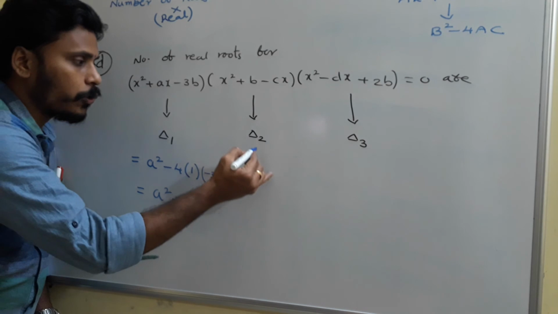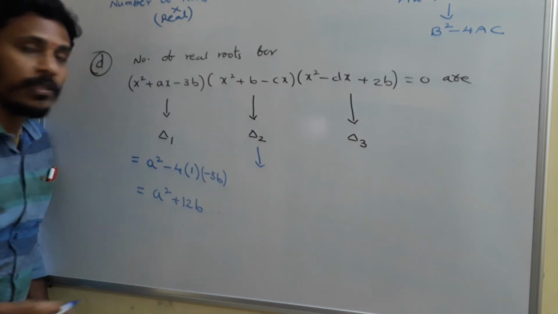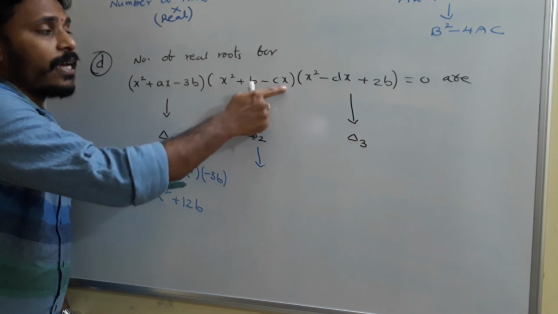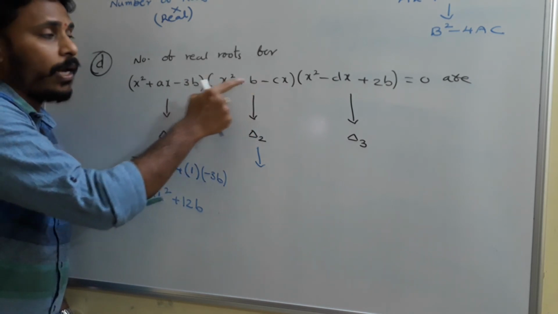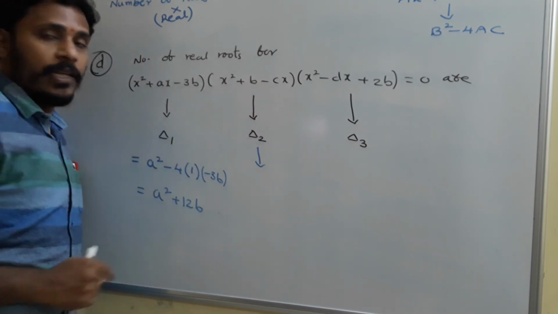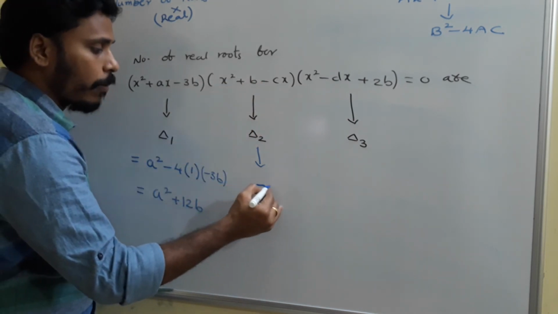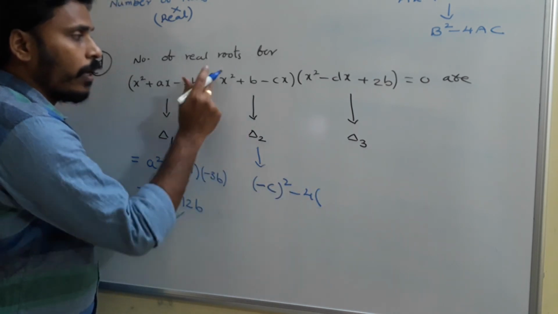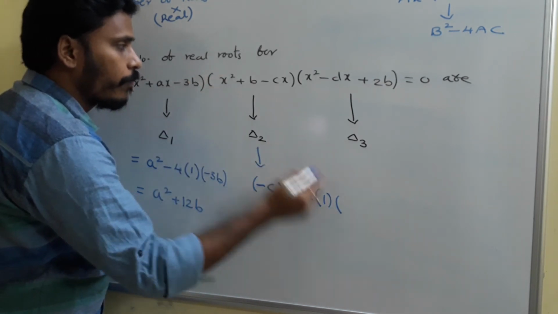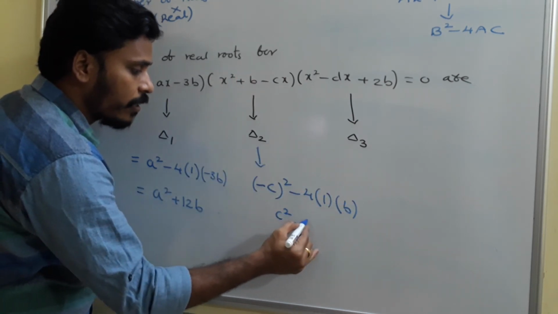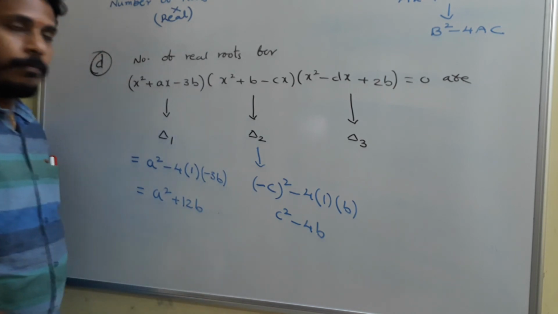Okay, then what do you say about the discriminant of the second equation? See, x square minus cx plus b. This is the x square term, this is the x term and this is the constant term. And here the x coefficient is minus c. So to calculate the discriminant, minus c whole square minus 4 into the x square coefficient, which is 1, and then the constant is b. So on simplification you have it as c square minus 4b.